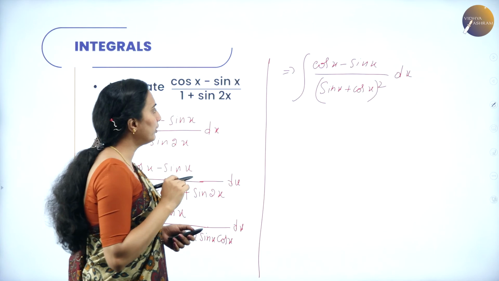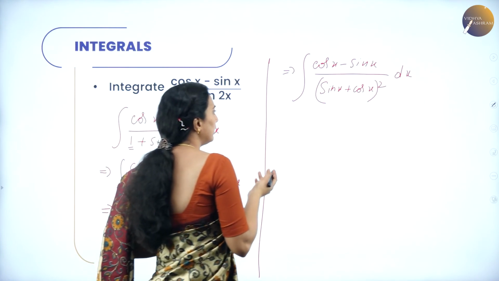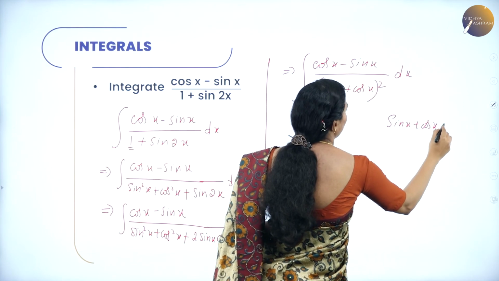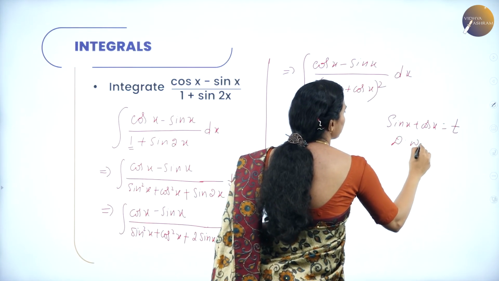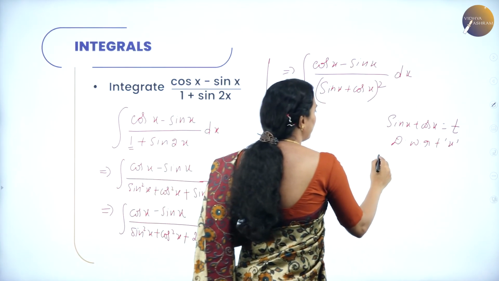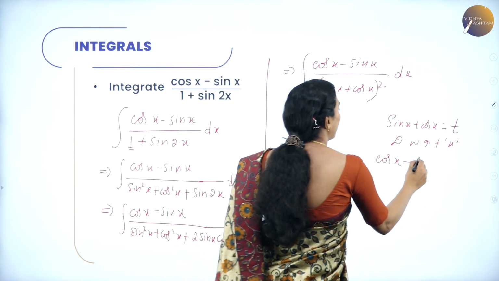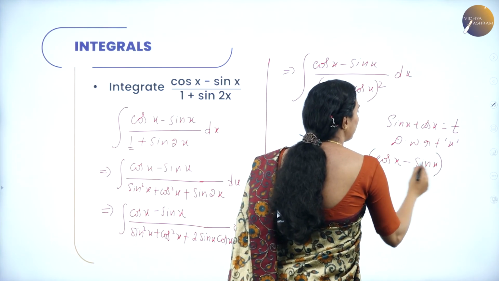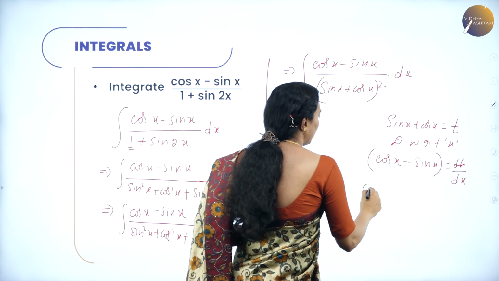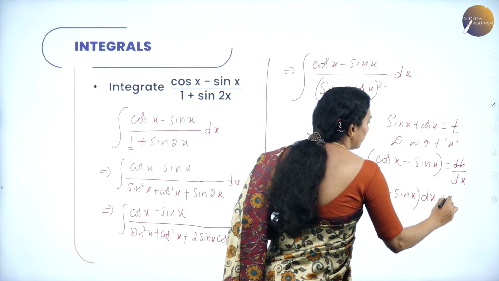Now dears, I am going to substitute the denominator so that I will get the numerator. Substitute sin x plus cos x is equal to t. Now differentiate this with respect to x. The differentiation of sin x will become cos x. Again, cos x differentiation will become minus sin x. So (cos x minus sin x) is equal to dt by dx. Taking dx to this side, you get (cos x minus sin x) into dx is equal to dt.